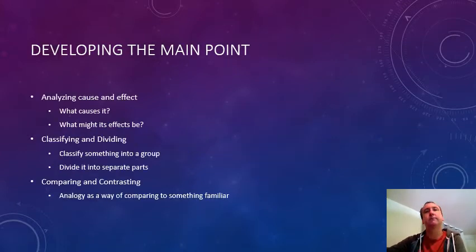Okay, let's look at how we develop the main point. Like I said earlier, I think that your book really has good examples of these. So if you get a chance to read that chapter, especially for this section right here, it gives some really good examples on cause and effects and classifying and dividing. So the first one we'll look at is analyzing the cause and effects. You can develop a paragraph on a topic by analyzing what causes it or what the effects of that are.